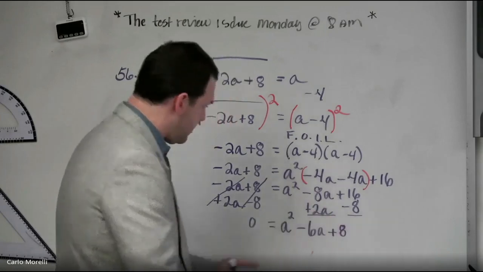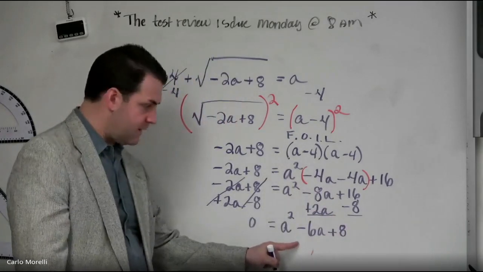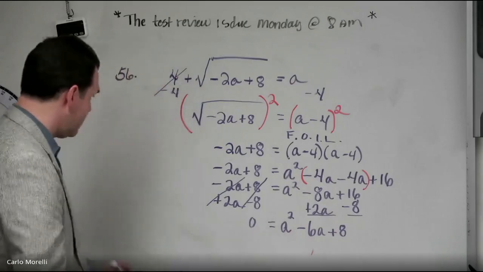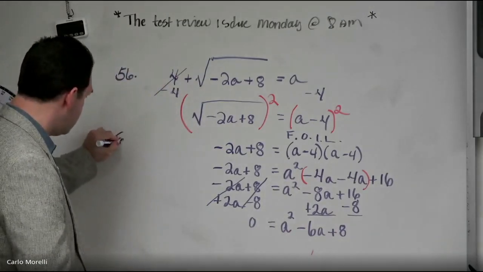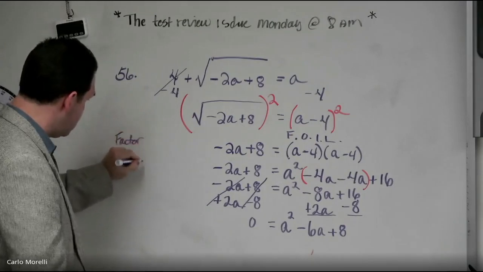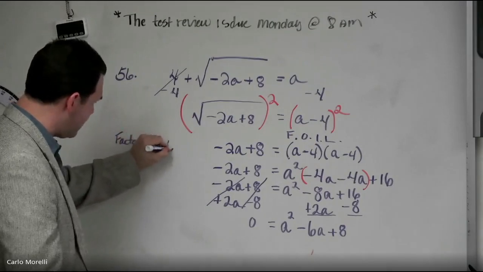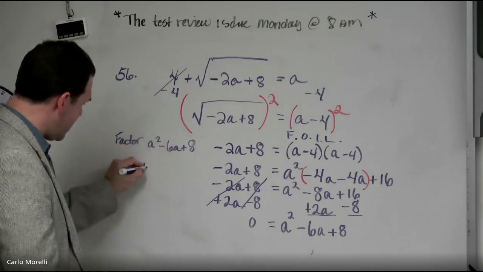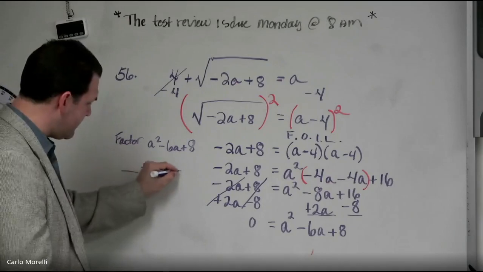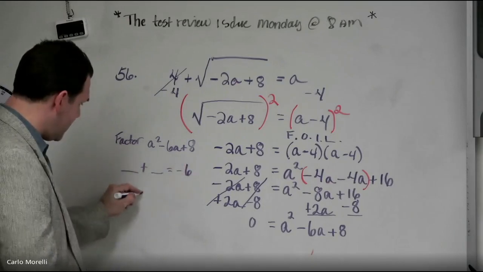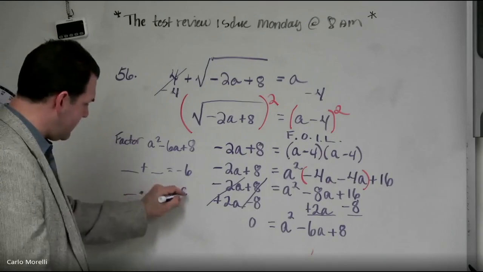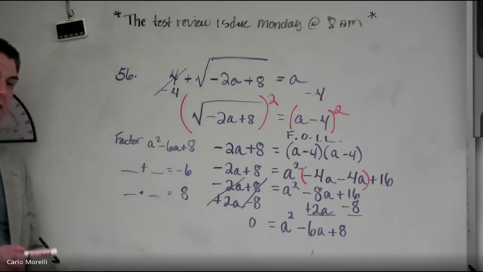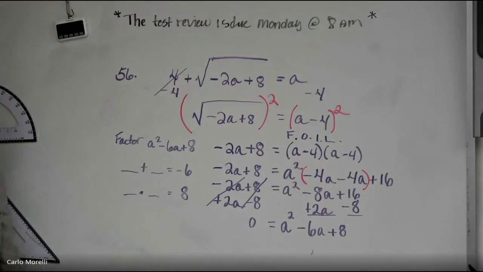Okay. So now we're down here. Now we have to factor this. So what I need to do is factor a squared minus 6a plus 8. So I need two numbers that add to equal negative 6 and multiply to equal positive 8. Can we think of two numbers that add to be negative 6 and multiply to be positive 8? Think about it for a minute. Again, back to productive struggle. Think about it for a minute.